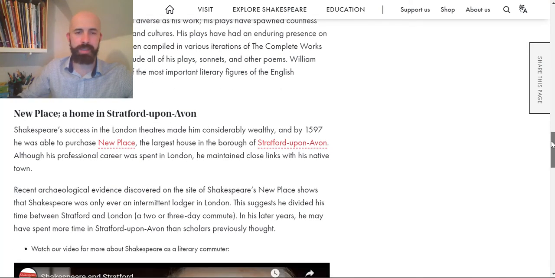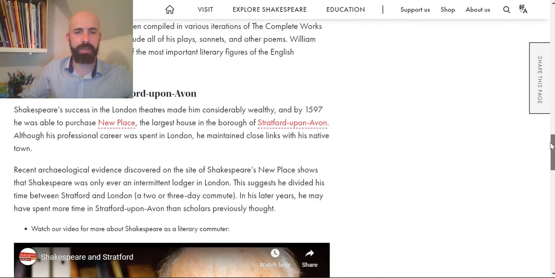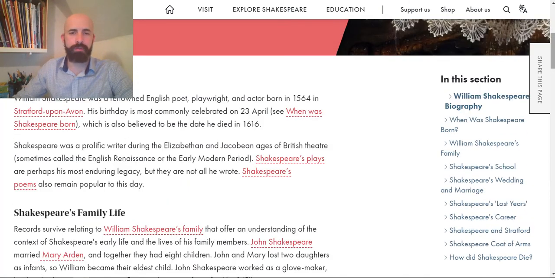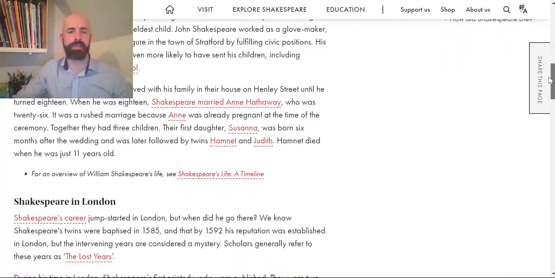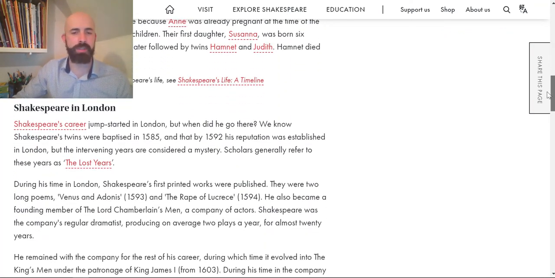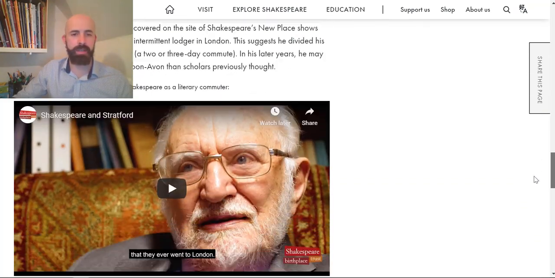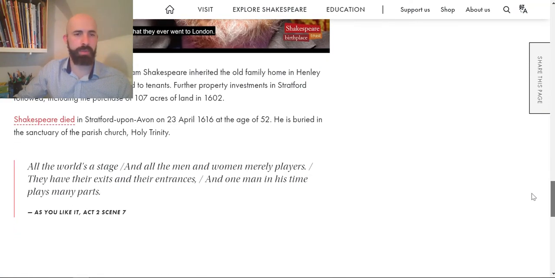So towards the end of his life, after he had had all of this success, he retired to Stratford upon Avon, probably in his mid-40s, and spent the rest of his life there. What else do we have?